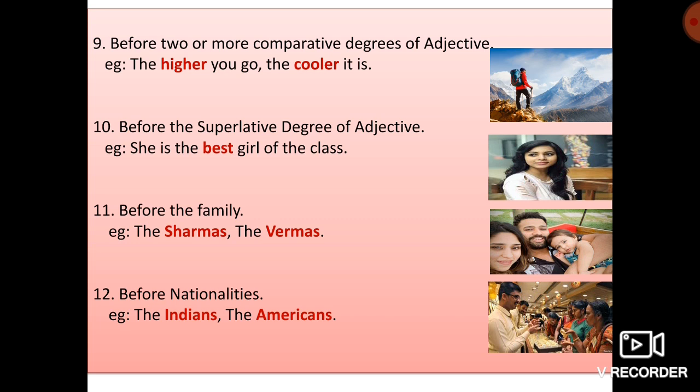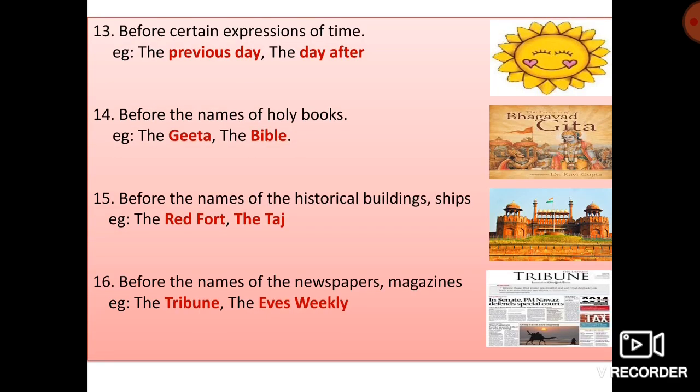Next is before the superlative degree of adjective. For example, she is the best girl of the class. Best is the superlative degree. Next, before the family, like the Sharmas, the Vermas. Next, before nationalities, like the Indians, the Americans. The is used before certain expressions of time. For example, the previous day, the day after.